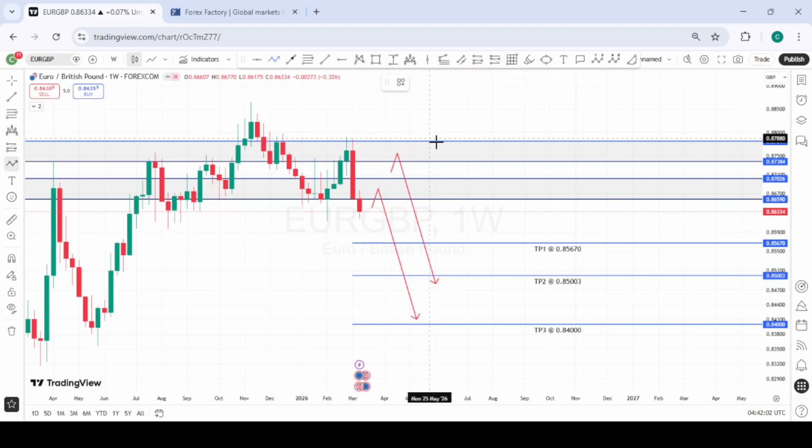But if price breaks this structural point or this weekly structure, breaks this zone and comes for a retest, then we know that we are heading bullish for EURGBP. Until then, we are extremely bearish for EURGBP.